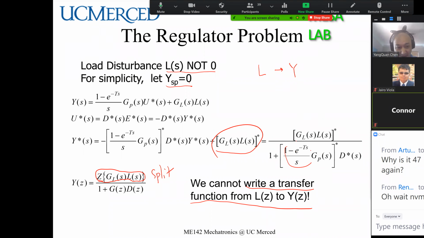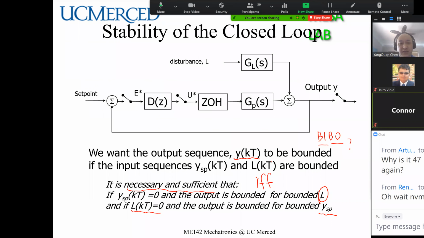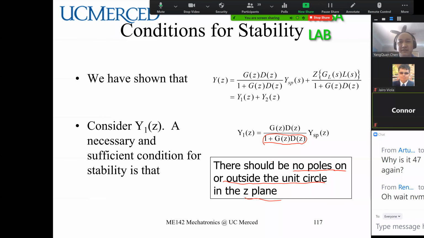So ZOH is important. Lots of people forget that. See, ZOH is here. So that is the regulator problem. Then you have a disturbance, which you can consider. Then we need to talk about stability. Usually we talk about BIBO stability: you have bounded input, you have bounded output. So what is the condition for stability?